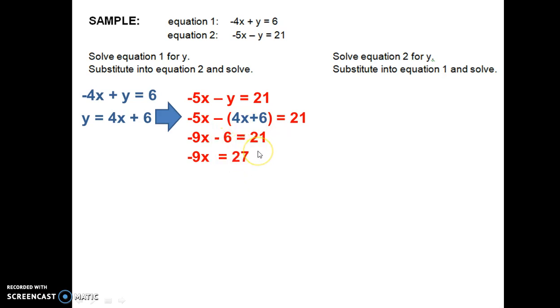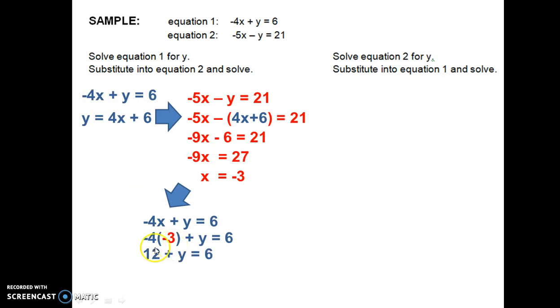Now I'm going to add 6 on both sides. So negative 9x equals 27. Then I'm going to divide by negative 9 to get x equals negative 3. Once I know x, you can take that and put it back into the original equation to solve for y. I put it in this one. So x goes in there, negative 3, and that makes it positive 12 plus y equals 6. We're going to subtract 12 from both sides and get y equals negative 6. So our solution is negative 3, negative 6. That's where those two lines, if you graph these, would intersect at this point.